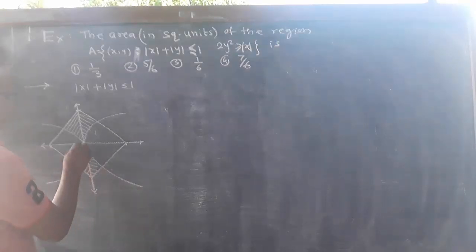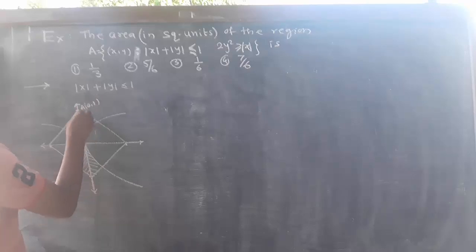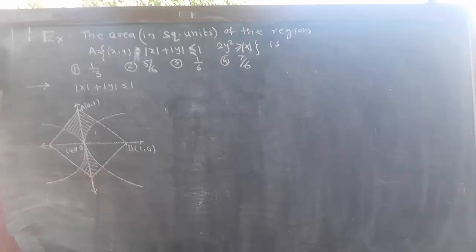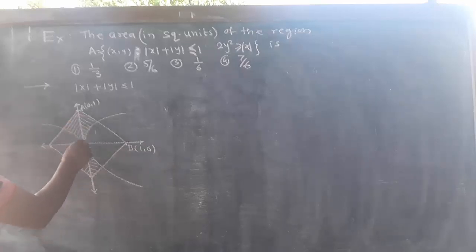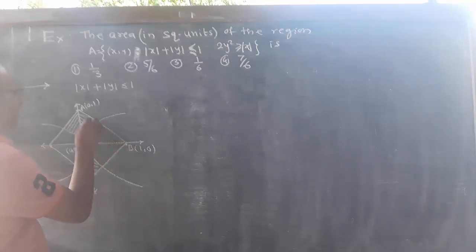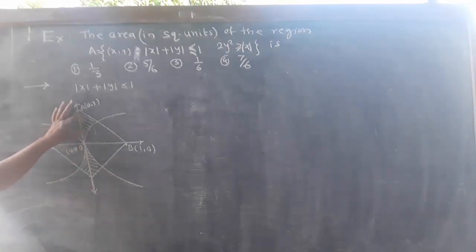Now, this is the origin O, (0, 0). This is A, (0, 1). This is B, (1, 0). Now, we shall find out the area of the triangle OAB and subtract the area of the region from the area of triangle OAB, so that we will get the area of the shaded region in the first quadrant. And as this is symmetric, the total required area is 4 times this shaded region's area.